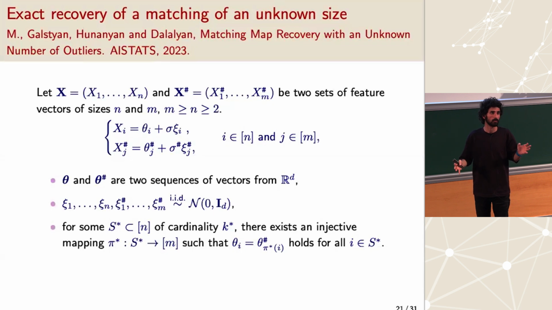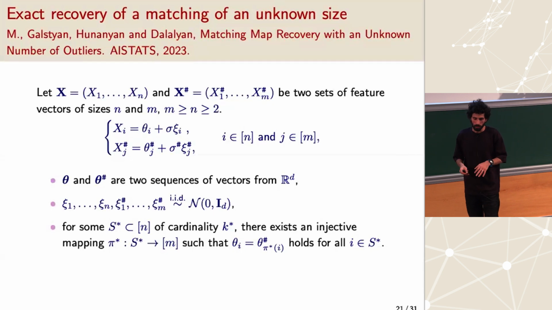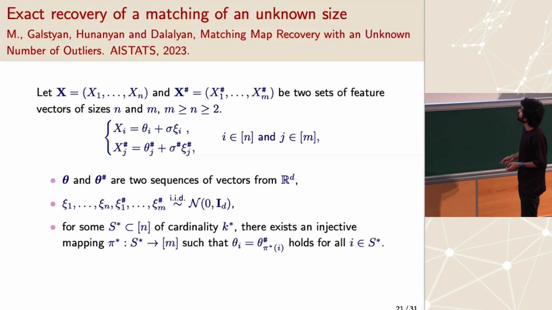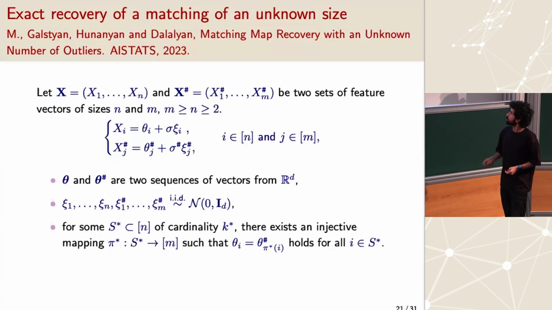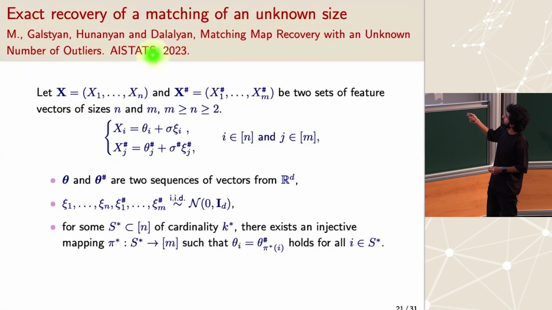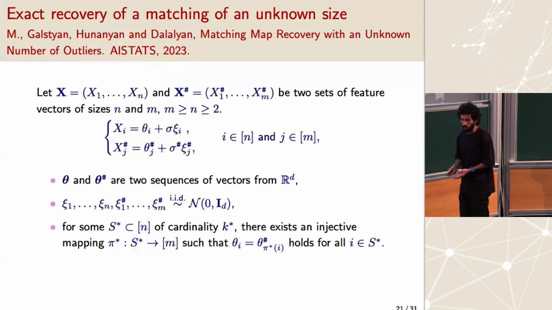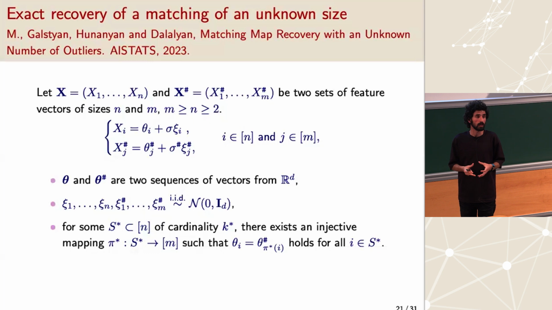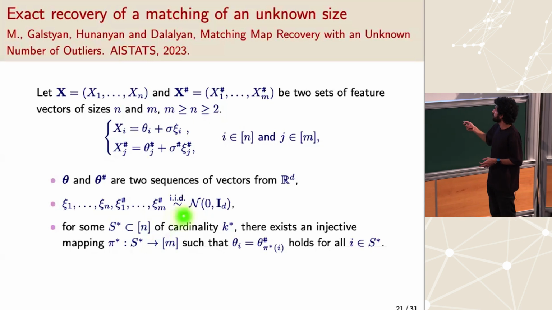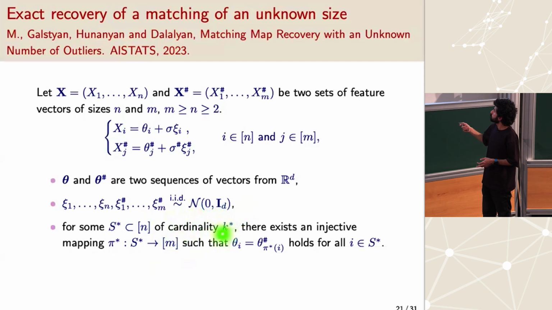So now we have seen the cases where we are trying to find the permutation, and also when we have one of the sets containing outliers. Now let's go even further and assume that we have two sets of Gaussian. Again, the model stays the same. We have the same assumptions as previously, but now we are trying to find a subset of n, which is of cardinality k star.